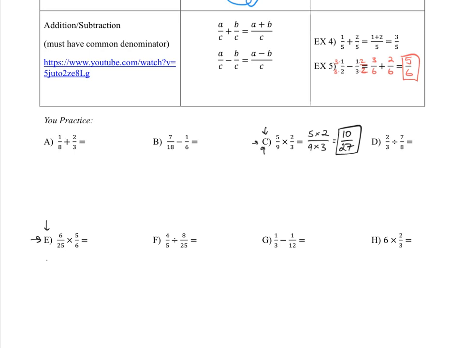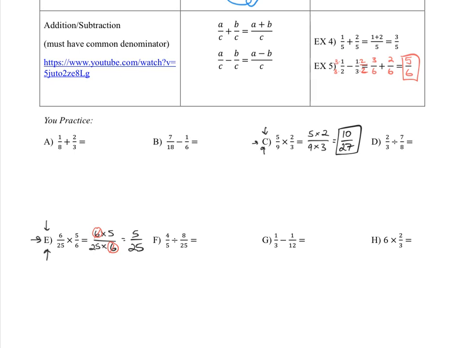So for example E, I'm going to rewrite it here. 6 times 5 over 25 times 6. And just like I did in the multiplication example up there, I'm just going to circle these real quick. I've got a 6 in the top and a 6 in the bottom. I'm going to cancel those right away. Why not? That works. We can get 5 over 25 then.